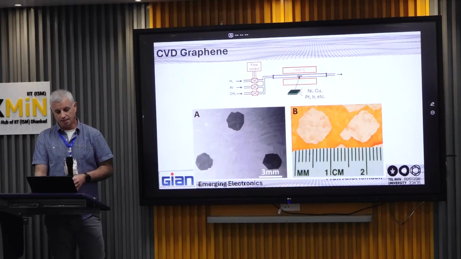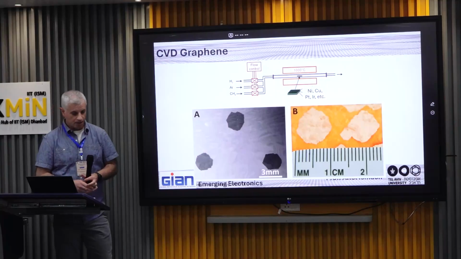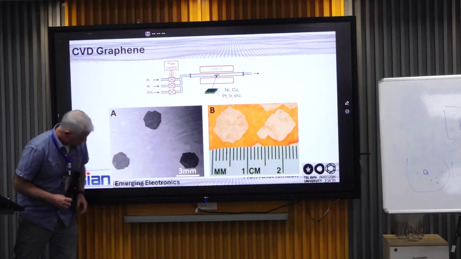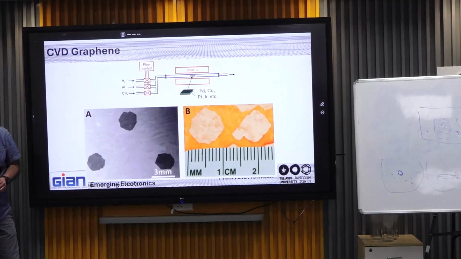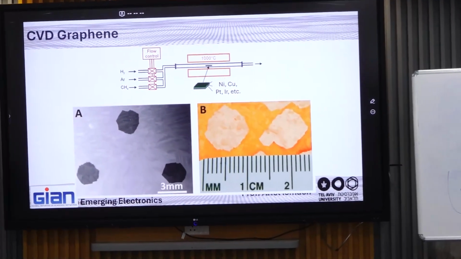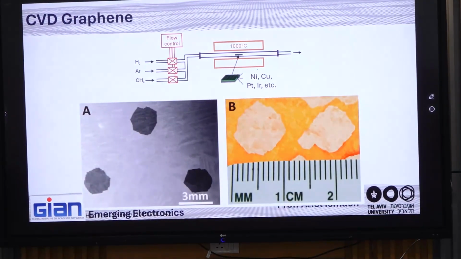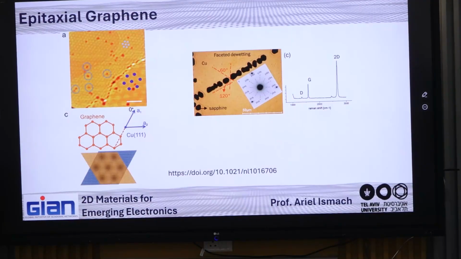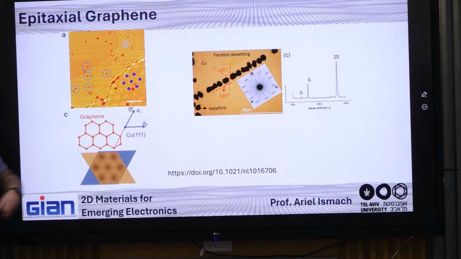But due to all the research knowledge, this is from a few years ago: 1 centimeter single crystal graphene. Nowadays we can grow, this was done in my lab, a single layer of graphene, or very close to single layer, you have defects.